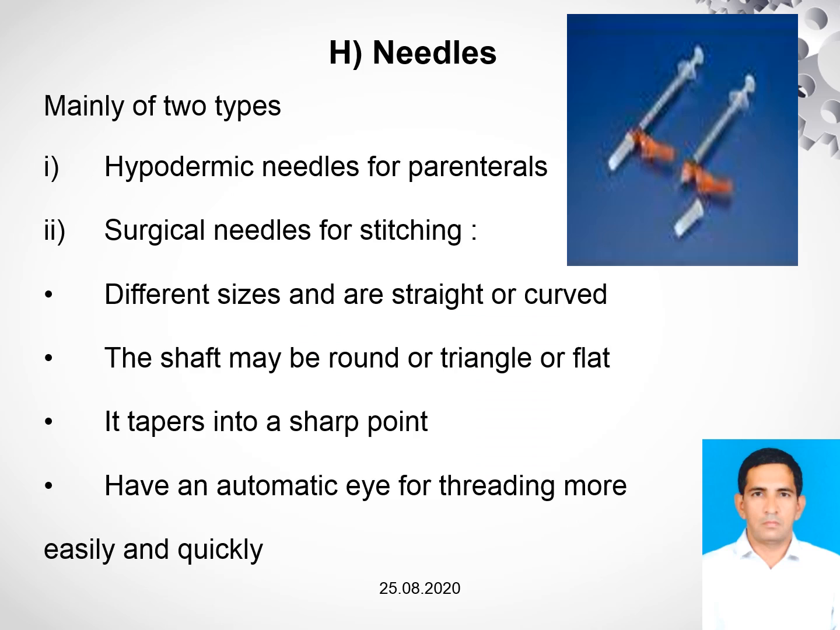Needles are mainly of two types: hypodermic needles for parenterals, and surgical needles for stitching. They come in different sizes and are straight or curved. The shaft may be round, triangular, or flat. Each tapers into a sharp point. Some have an automatic eye for threading more easily and quickly.